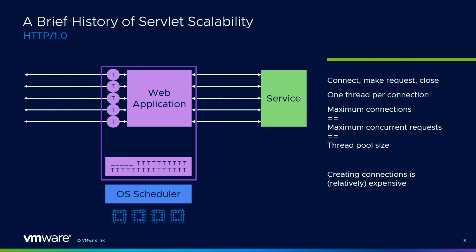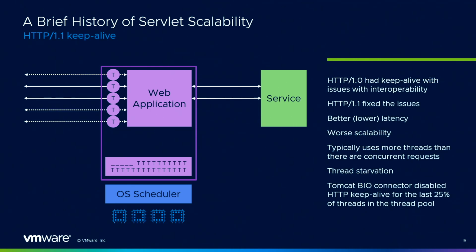So then HTTP 1.1 came along and HTTP Keep Alive. You could do Keep Alive with HTTP 1.0, but there were interoperability issues. So really, when we talk about HTTP Keep Alive, we're talking about HTTP 1.1.